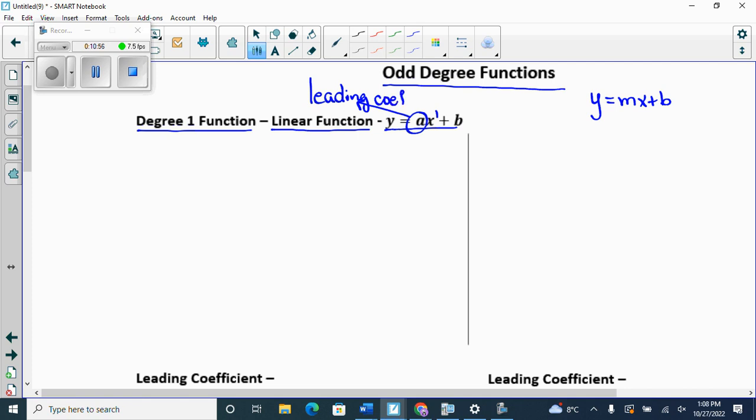We called it the slope, but slope only works for linear equations. But for degree 2 and degree 3, that first number in front of your largest exponent is your leading coefficient, and it will always be your leading coefficient. So we're not going to call it slope, we're going to call it the leading coefficient. Does anyone remember what the b is? B is your y-intercept.